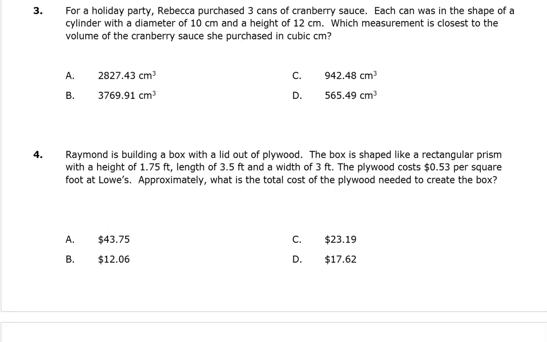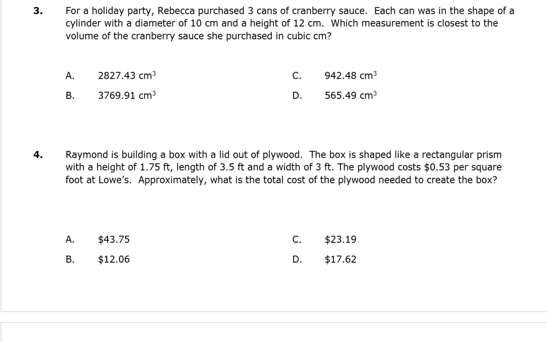Okay, for our holiday party, Rebecca purchased 3 cans of cranberry sauce. Each can was in the shape of a cylinder with a diameter of 10 centimeters and a height of 12 centimeters. Which measurement is closest to the volume of the cranberry sauce she purchased in cubic centimeters?